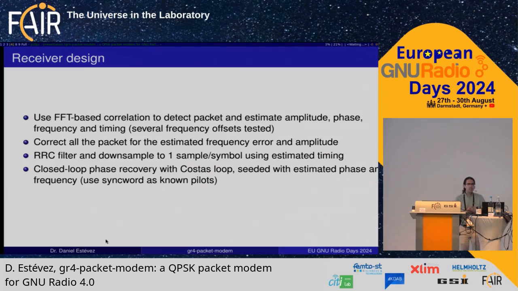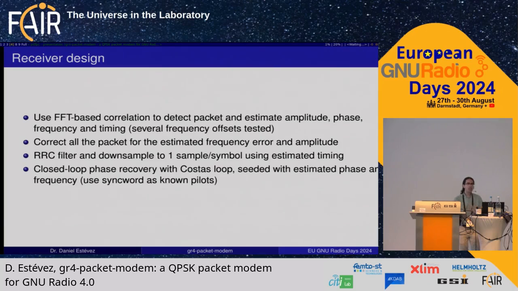For the receiver, as I mentioned, the first thing the receiver does is an FFT correlation with the syncword to detect the presence of the packet and estimate everything you can estimate: amplitude, phase, frequency, timing, which is the sample in which the packet starts, and also the fractional sample delay, because you want to be very accurate doing matched filtering on the receiver. Then you correct the frequency error you have estimated, and you correct for the amplitude. Then you do an RRC filter and downsample to 1 sample per symbol, and this is open loop.